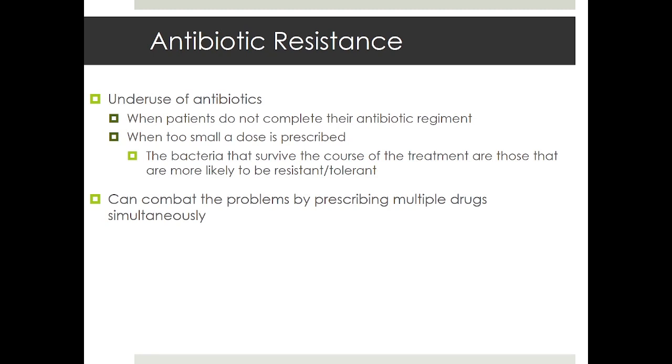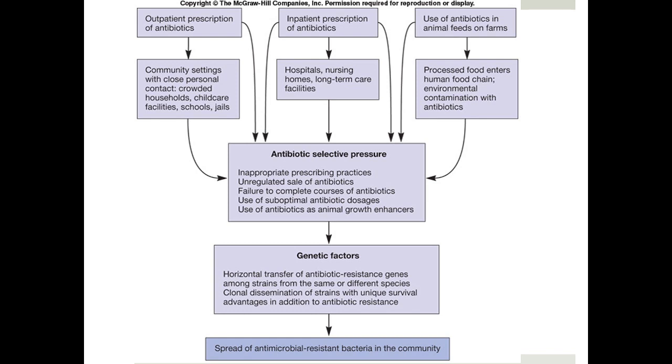Prescribing combination therapy can help with this, but really just making sure that you're taking your medicine as prescribed is a better method. So this is a diagram that just kind of summarizes the things that we've just been discussing, where we have overprescription of antibiotics in various formats here, and then also the use of antibiotics in animal feeds on farms. All of them come together to form that antibiotic selective pressure, where we end up eventually with more resistance to antibiotics as these different microorganisms are gearing up against them.